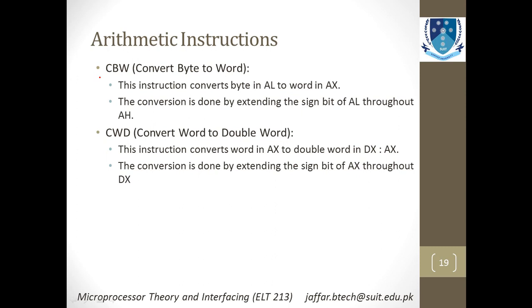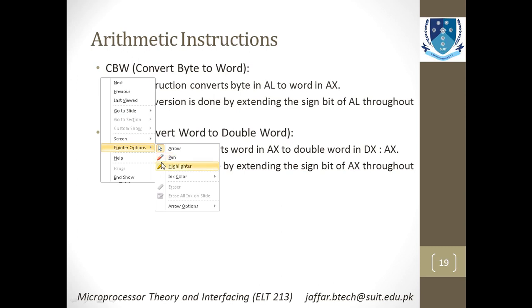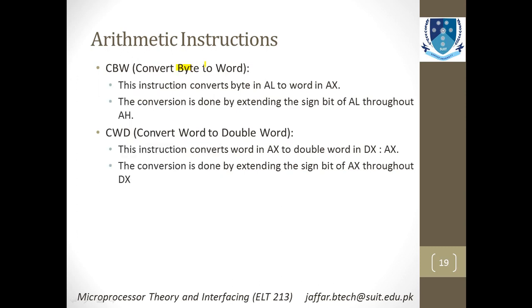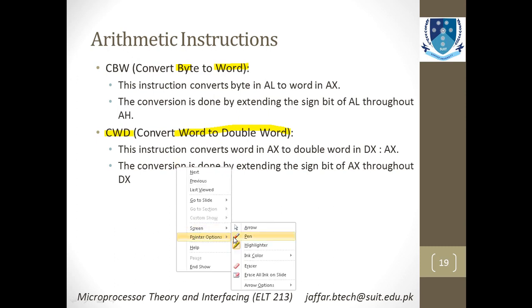Now coming towards another operation used in arithmetic instructions: convert byte to word. You cannot always play with bytes in the processor. Sometimes you want to convert that byte into a word, and for that you need to use CBW, which is a command that converts a byte into a word. Similarly, if you want to convert your word into a double word, you can use CWD, and it is very easy. You will see that.